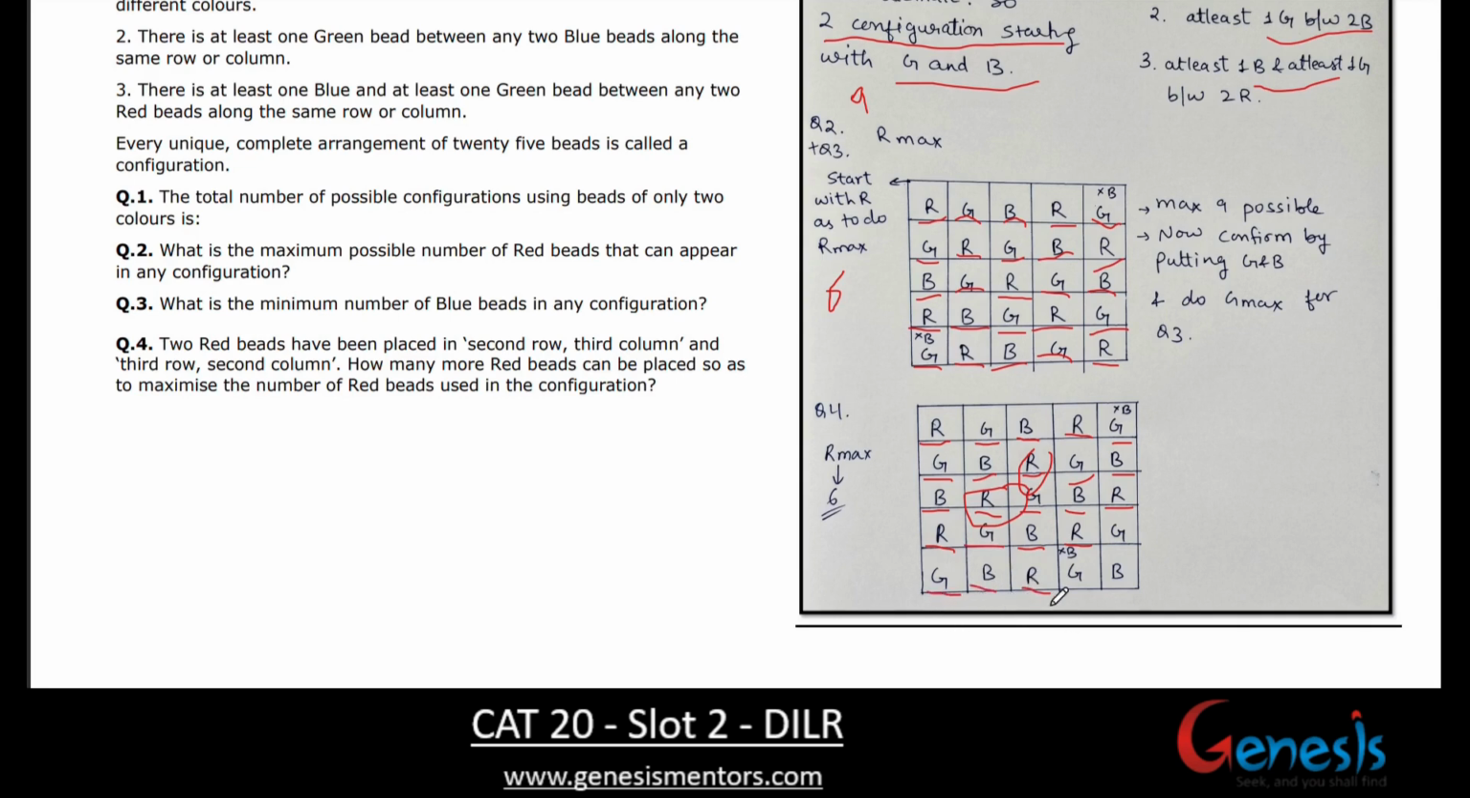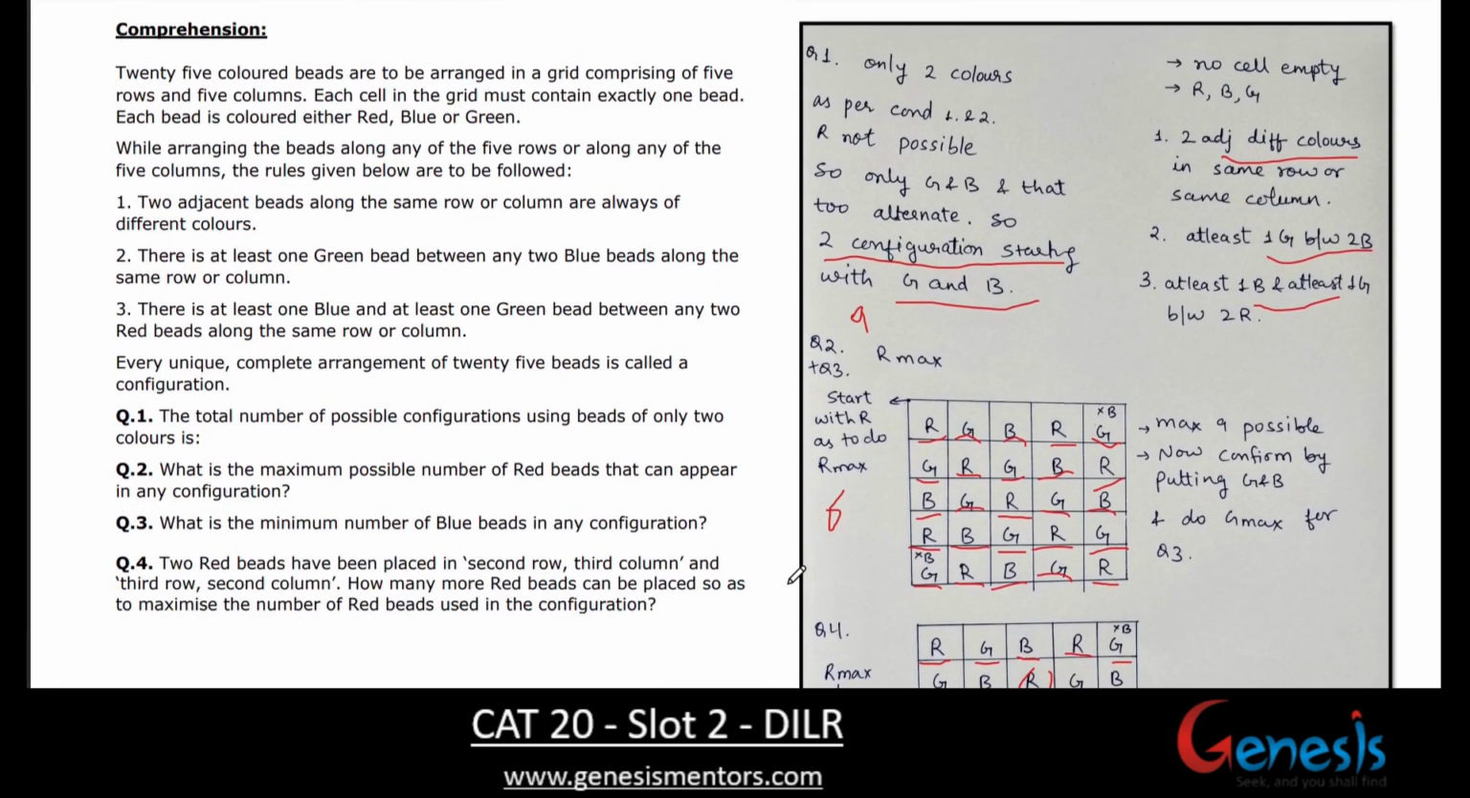If this is R and this is B, this cannot be B because there should be at least one G. So this B cannot be, so this should be G and this should be B. If this is B, this should be G. So yes, the configuration is possible. So we can key in 6 as the answer of this question. Right? So we are done with this case.